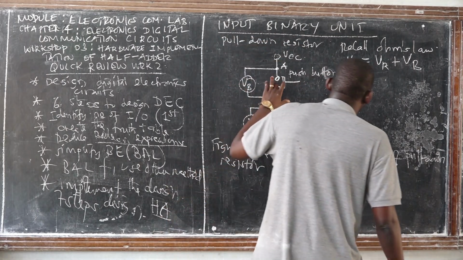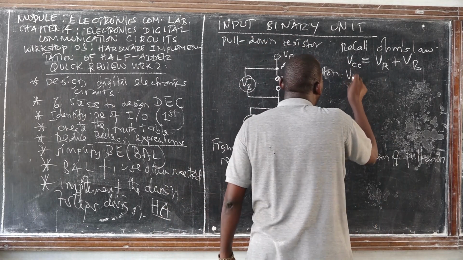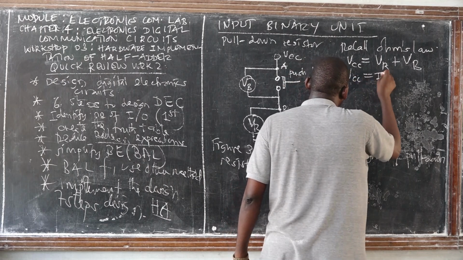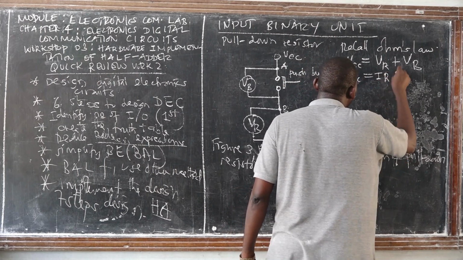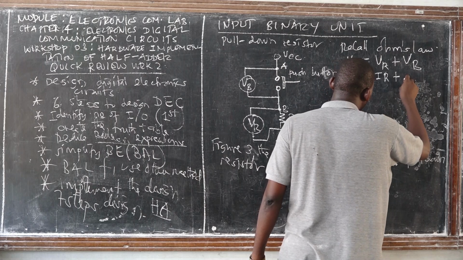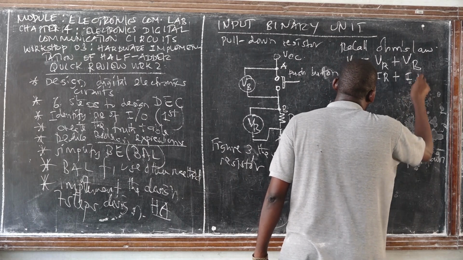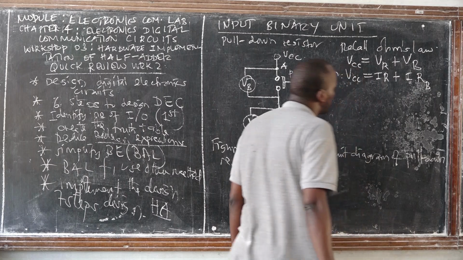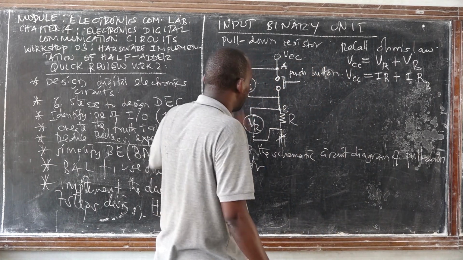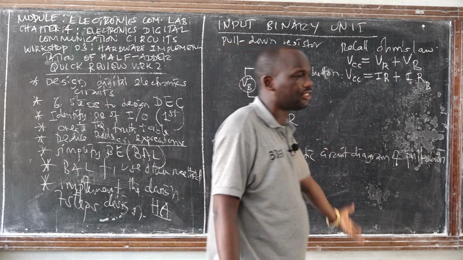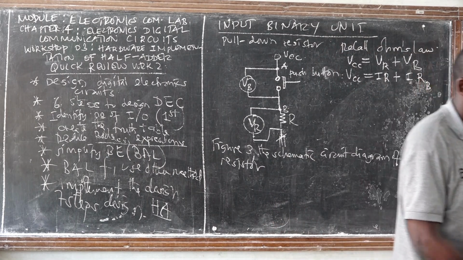The push button and resistor are connected in series. So we have I times R plus I times the resistance of the push button. Remember that for a series connection, current is common.